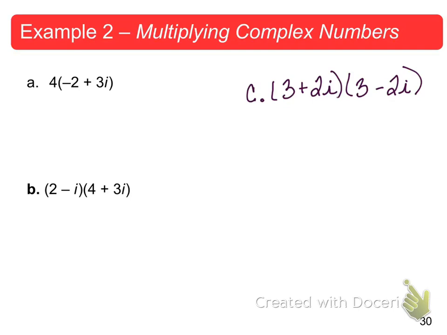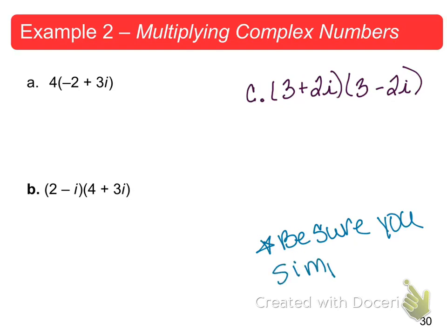Okay, now multiplying complex numbers is very, very similar to multiplying real numbers. The thing that students forget to do all the time, the number one thing that students forget, is they do not simplify completely. So kind of put a star here. Be sure you simplify completely.